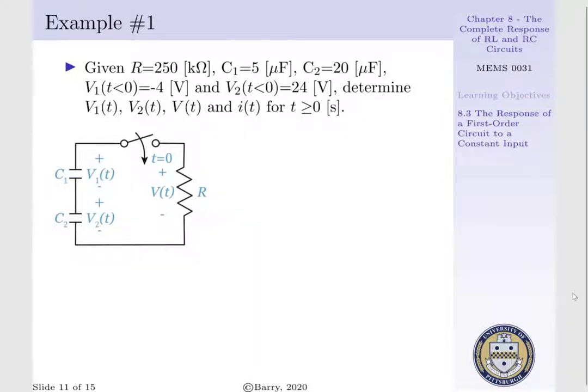the capacitance of our first capacitor is 5 microfarads, that of our second is 20 microfarads, and the initial voltage potential across our first capacitor is minus 4 volts, and the voltage potential across our second capacitor is 24 volts. We want to determine the voltage potentials across our capacitors as a function of time, the voltage potential across our resistor as a function of time, as well as the current as a function of time for all time t greater than or equal to 0.